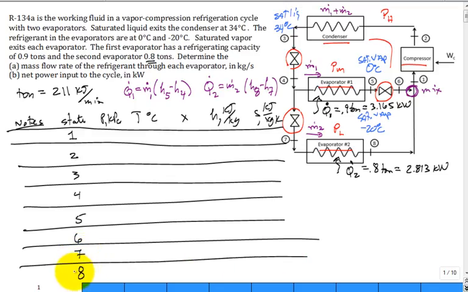So we have 8 states. And this is where you can't solve for everything in state 1 and then move to everything in state 2. You have to really look at the problem and figure out, what can I solve for? What can I start putting down? I need 2 properties at each state to get the other properties. And so you probably key in on which state.